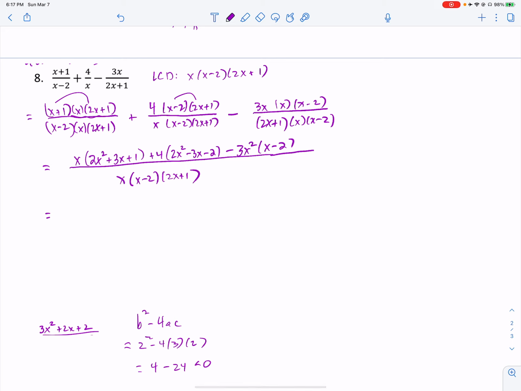So now we have a 2x cubed plus 3x squared plus x, distribute the 4, 8x squared minus 12x minus 8. And this is where I'm concerned, not so much for the first one, that usually goes just fine, but you have a negative 3x squared times a negative 2 is a positive 6x squared. Did you do okay?